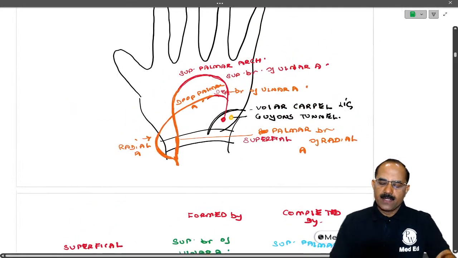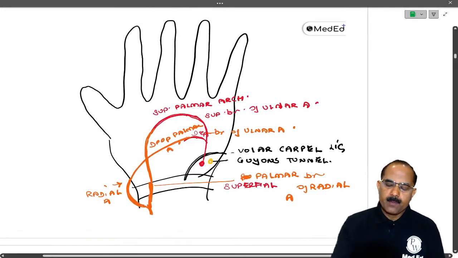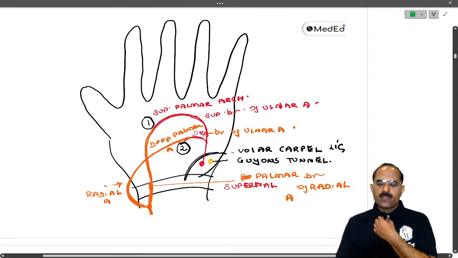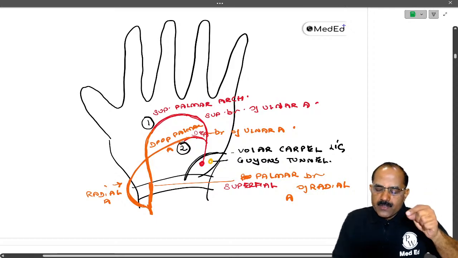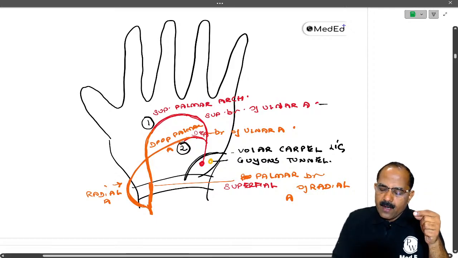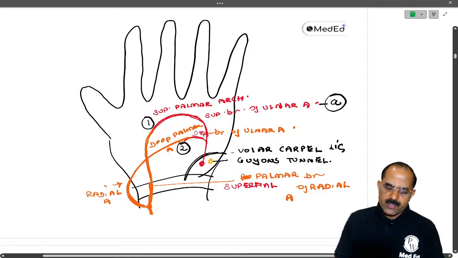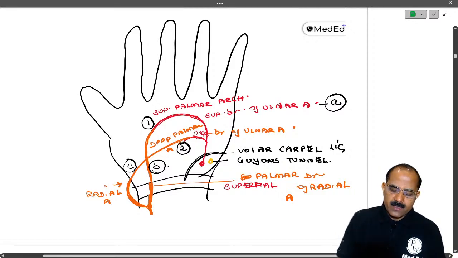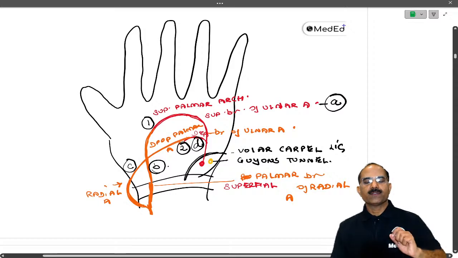Yes, ये slide देख लो. So this number 1 is the superficial palmar arch, and number 2 is the deep palmar arch. So superficial palmar arch is formed by the superficial branch of ulnar artery, and it is completed by the superficial palmar branch of radial artery. Deep palmar arch is formed by the radial artery, and it is completed by the deep branch of ulnar artery.